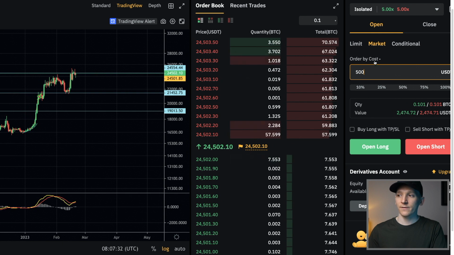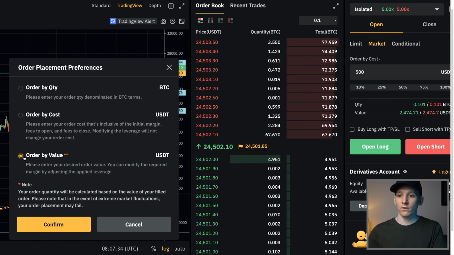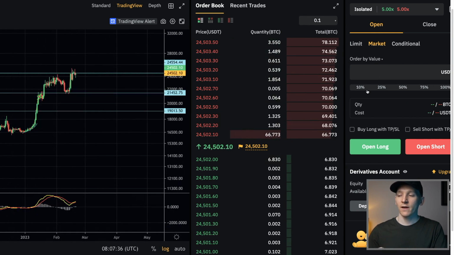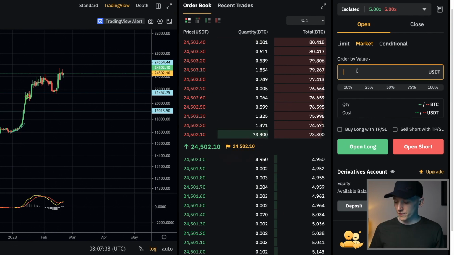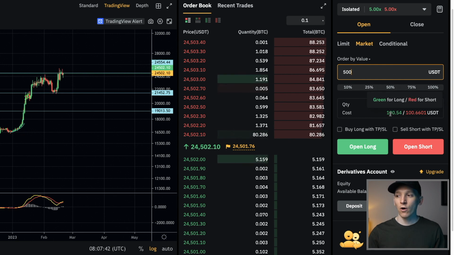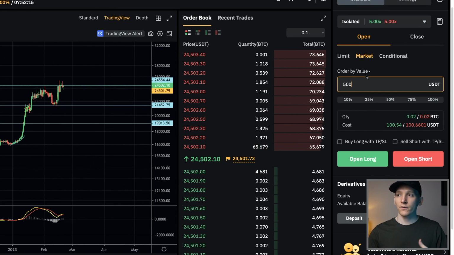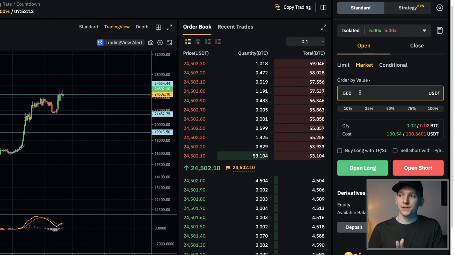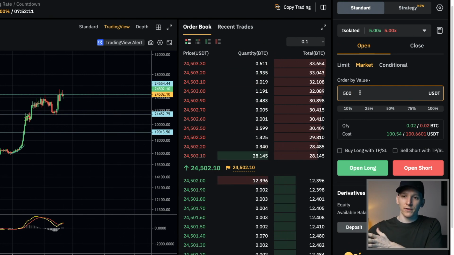The other thing is order by value as well. So we're going to click on this. Now this changes dependent on how much leverage you're using. So let's put 500 in again. And as you can see, the cost is now different. Now this is because when you use leverage, you actually are getting given some leverage by the exchange to open an order of a specific size.